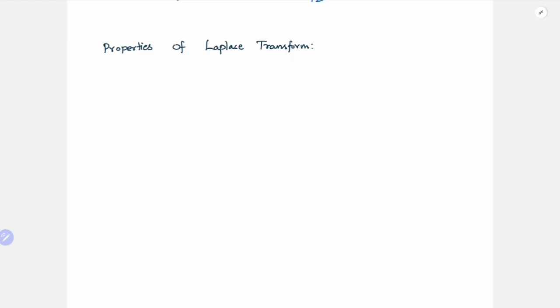So the first property again we'll start with is the linearity property. Since it is just an integral, it is again linear. It is a similar proof to the Fourier transform. We can say it is still linear.